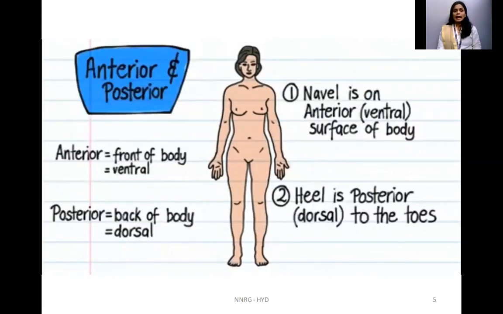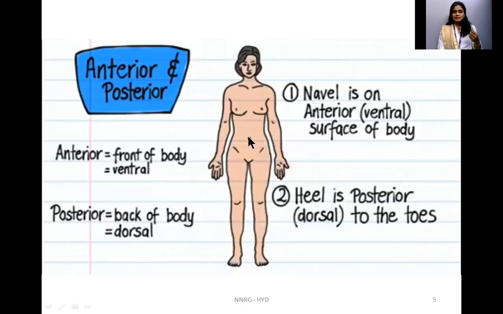Now after this we will study anterior and posterior parts. The front of the body is called anterior and the back side of the body is called posterior. So this is the front part and the back part. Anterior, which is the front part of the body, is also called ventral, whereas posterior is also called dorsal. Dorsal is the same as posterior, which is the back side of the body. So how you need to remember is: anterior, front, ventral. Anterior is equal to ventral, the front side of your body. Posterior is the back side of your body, which is also called dorsal. Okay, for example, navel.